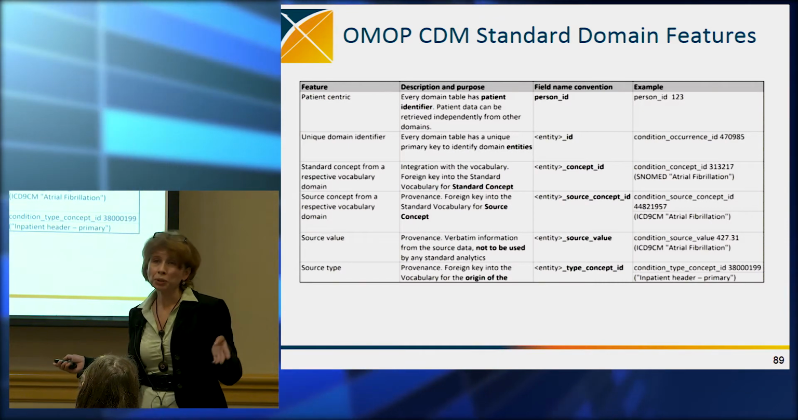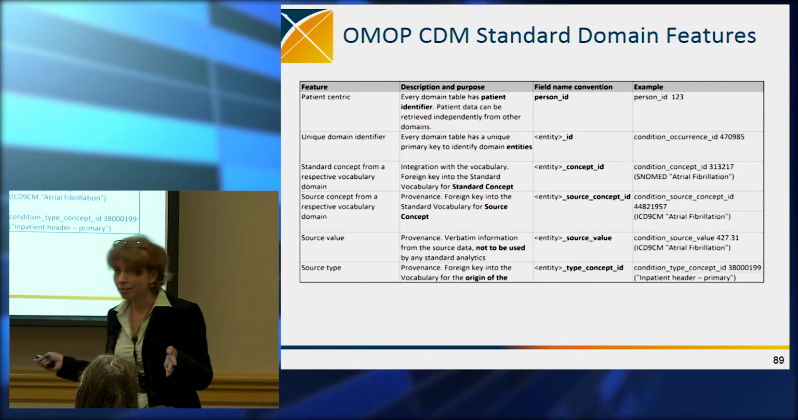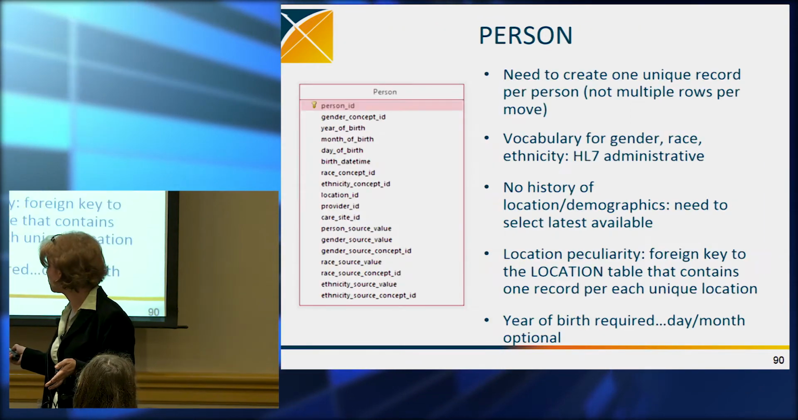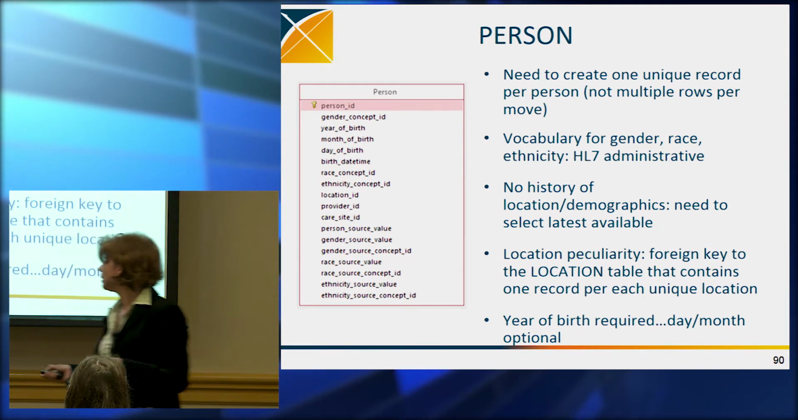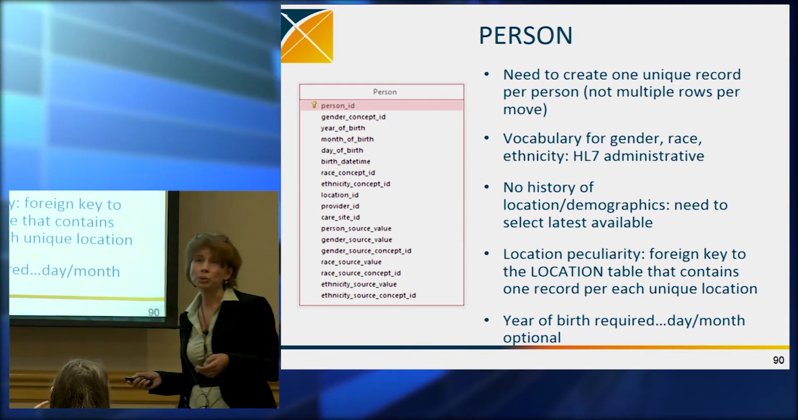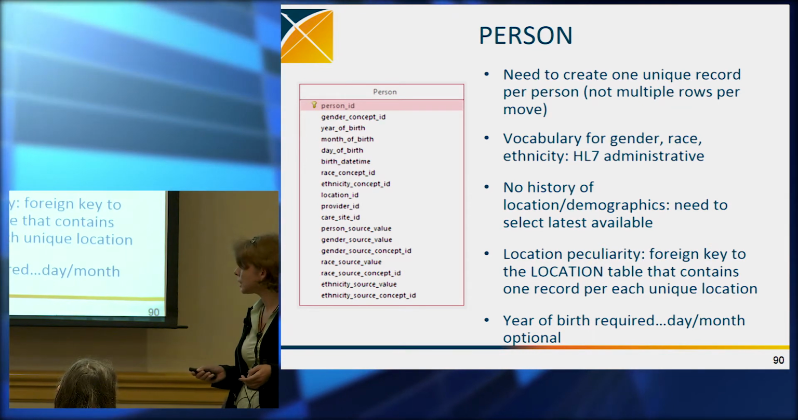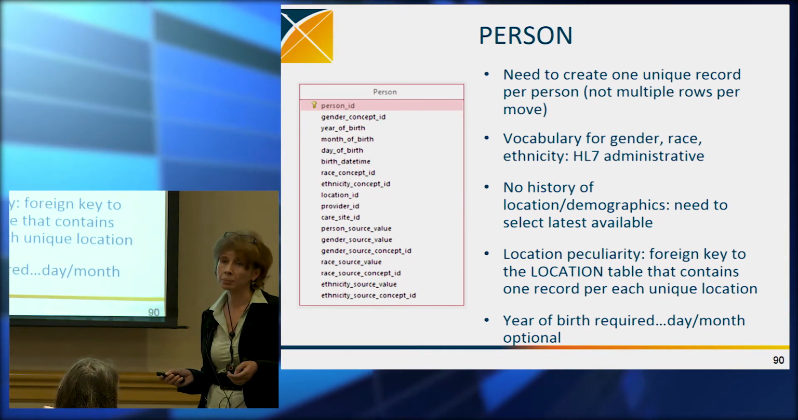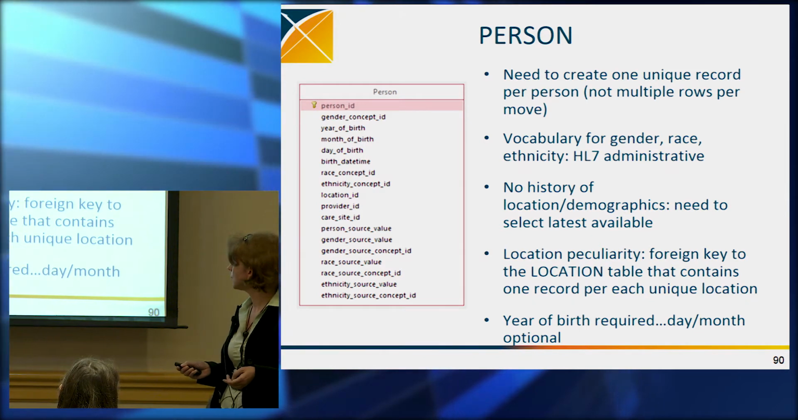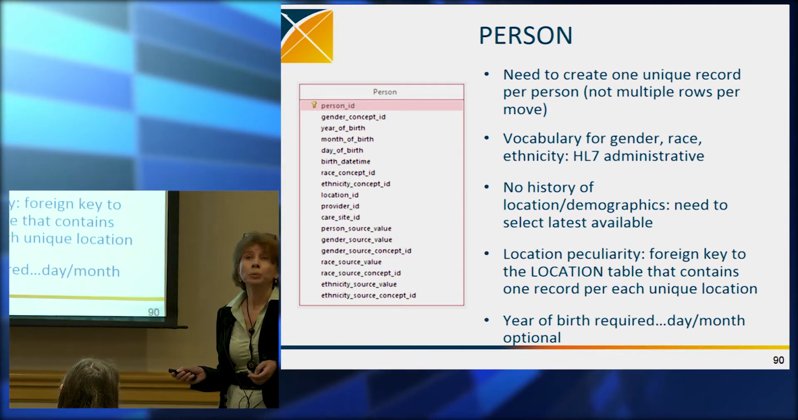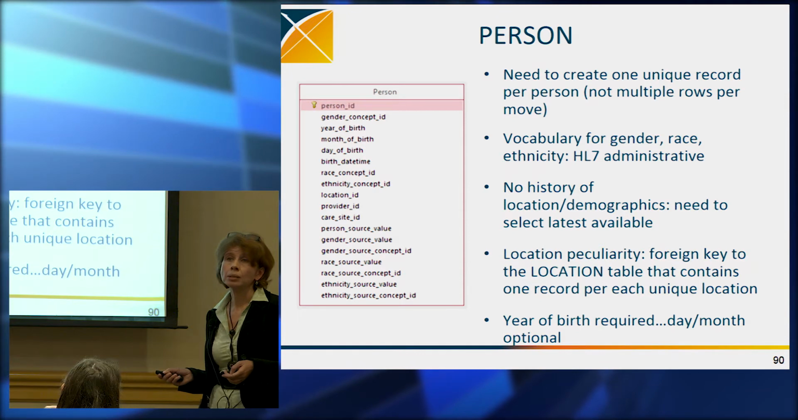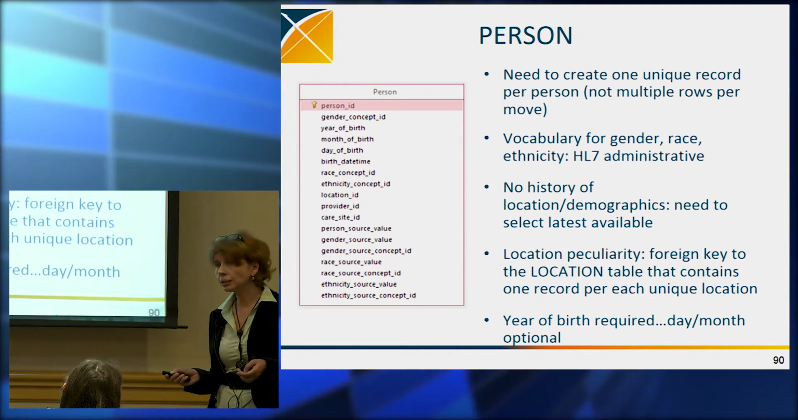Now we're going to go through tables, and we start from the first and most important table. We cannot do anything without it. It's the table containing our patients. It's called person. One patient must be represented by one unique record.